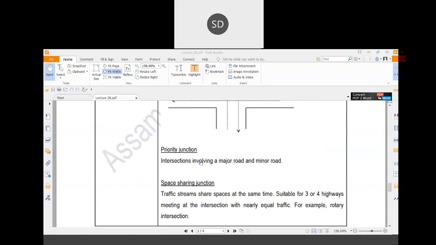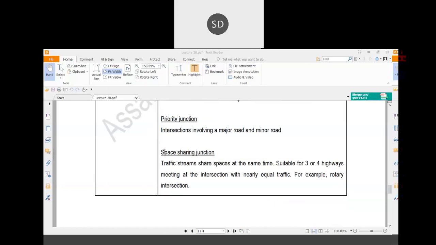Then the priority junction. A priority junction is where two roads of different priorities meet each other. Different priorities means, suppose one major road, a major arterial, is there, and another sub-arterial or some village road or collector street is there, and they meet at a particular point. The intersection formed by these two priority-based roads is called a priority junction. That type of junction may be uncontrolled or controlled.